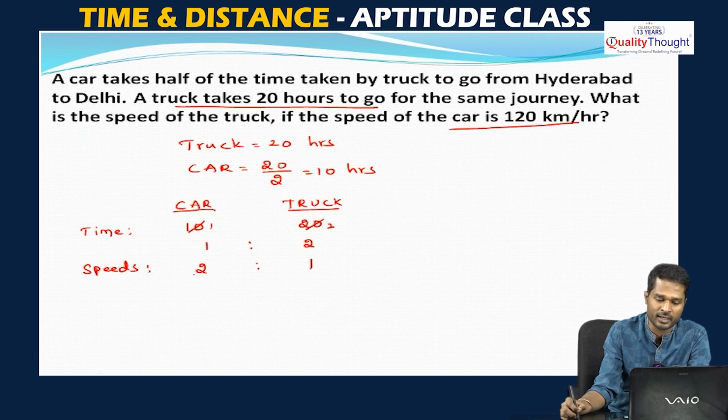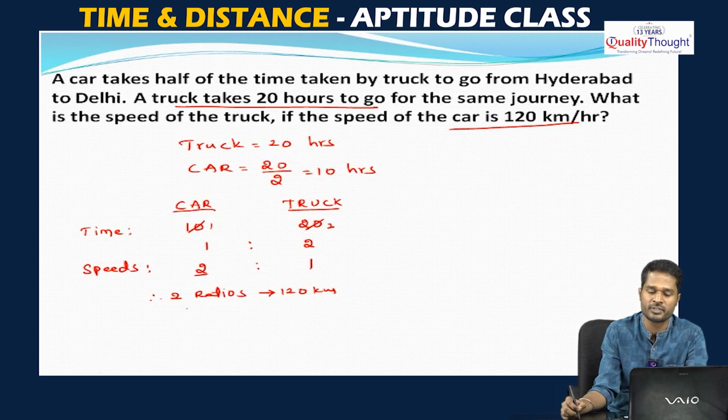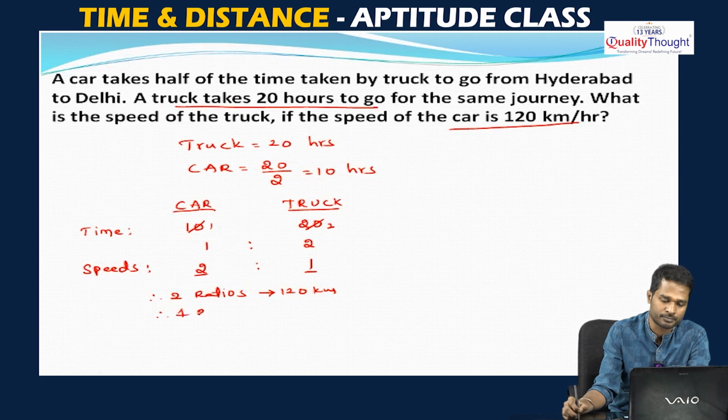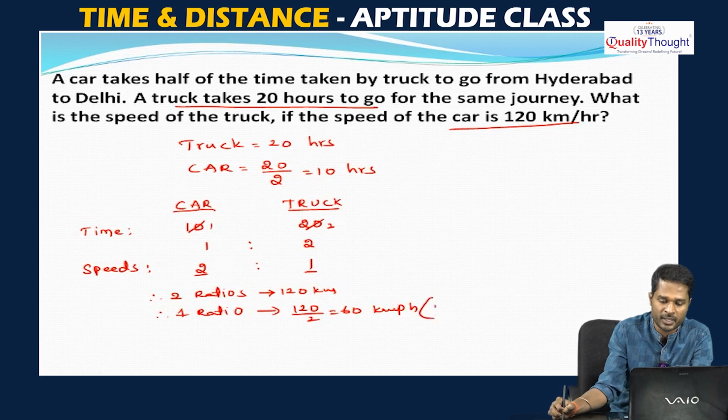Now the speed of the car is 2 ratios. That means I will write here, 2 ratios is nothing but how much? 120 kilometers. This is for the car. So for the car, the speed is 120 kilometers, which is indicated by 2 ratios. Now for the truck the speed is only 1 ratio. So 2 ratios is 120, means 1 ratio is 120 by 2, that is 60 kilometers per hour. This is the speed of the truck.